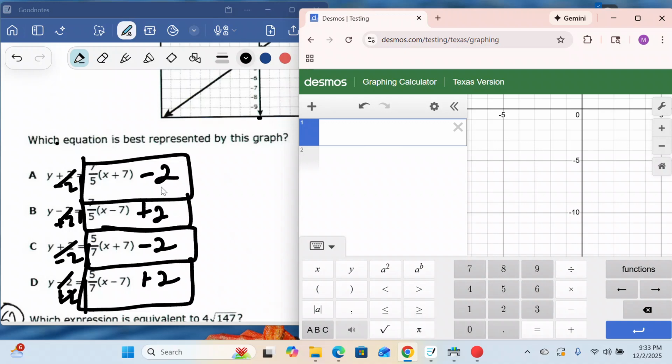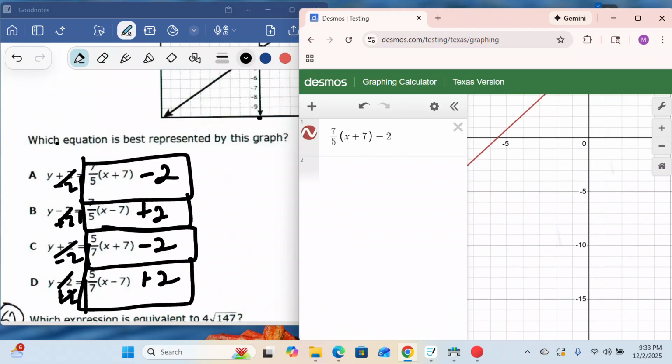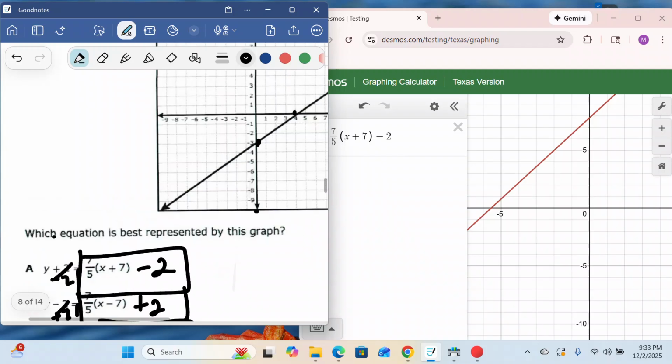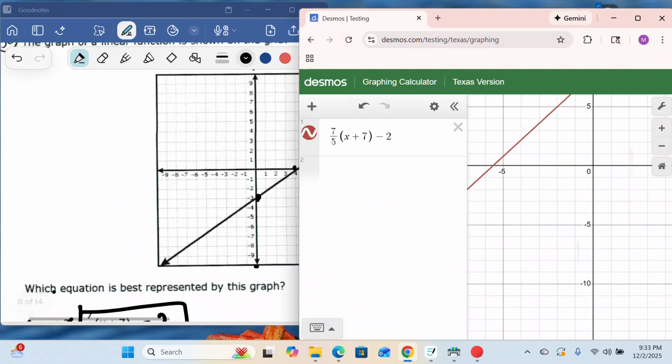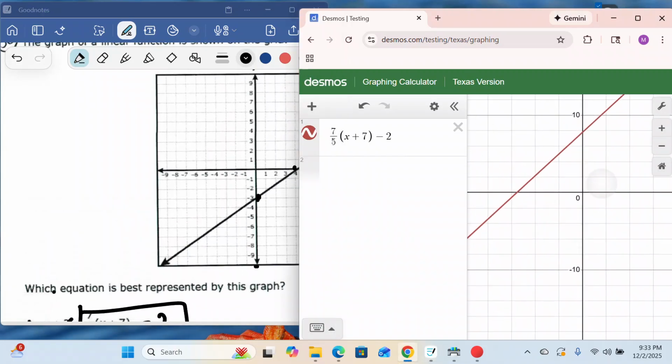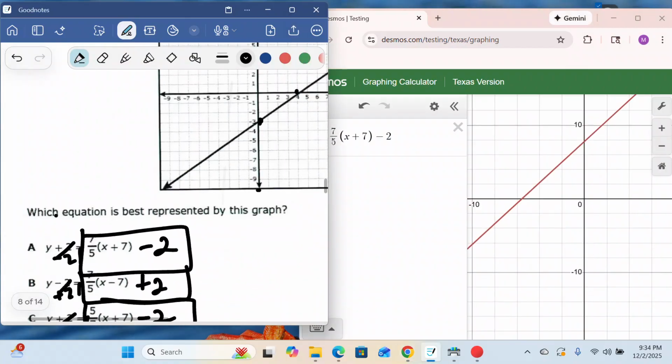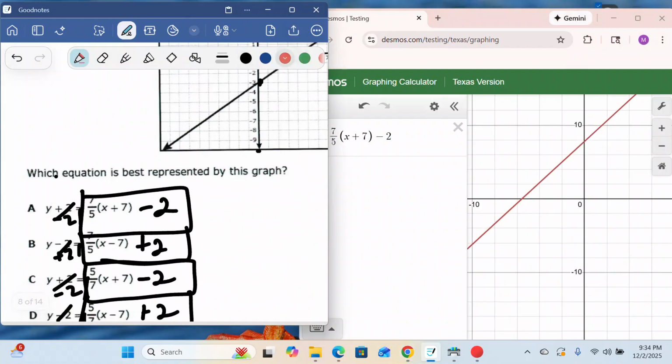So the first one is 7/5, and then I'm going to do the space. I'm going to open parentheses, x plus 7, close parentheses, minus 2. And then I'm going to check, does this have a y-intercept of negative 3? Not even close. So this one is a wrong answer.